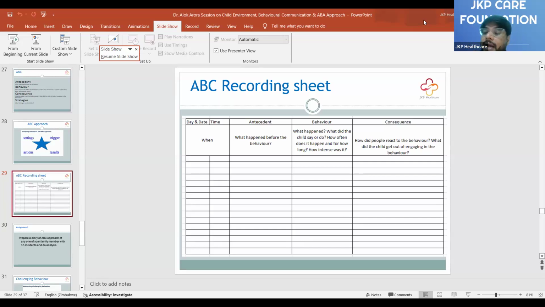And how did people react to the behavior in consequence? After filling up antecedent, what happened after the behavior? What did you do? What did the child do? What did the child get out of it ultimately? So what was the reaction of people? Not only you, the reaction of people around, the environment, the child's environment.